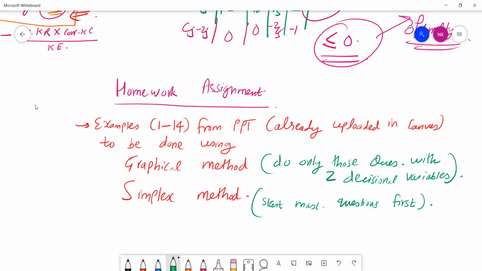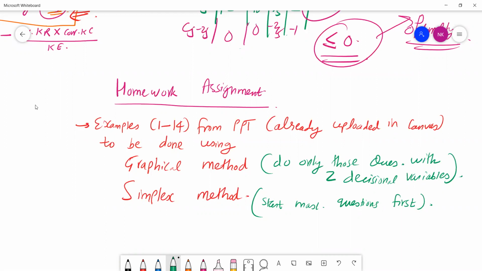And using the simplex method, you need to do all the examples, irrespective of the number of decision variables. But as of now, we have started discussion about the maximization process. So you only do the questions corresponding to maximization first. Then after 1 or 2 lectures, when we are quite satisfied with the practice of this maximization approach, we will start with the minimization approach.